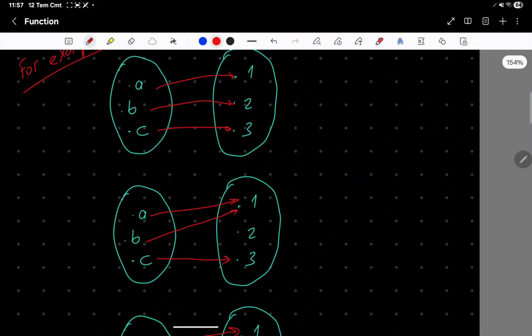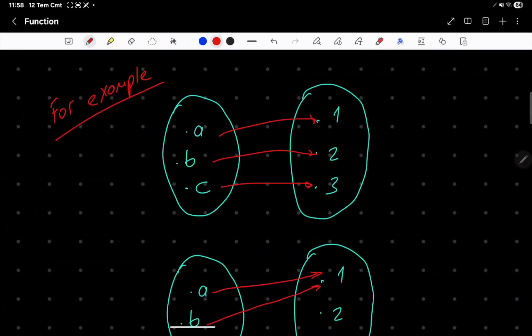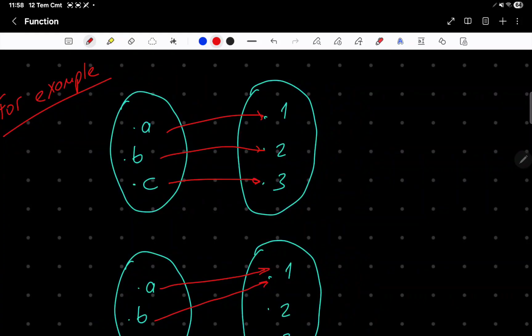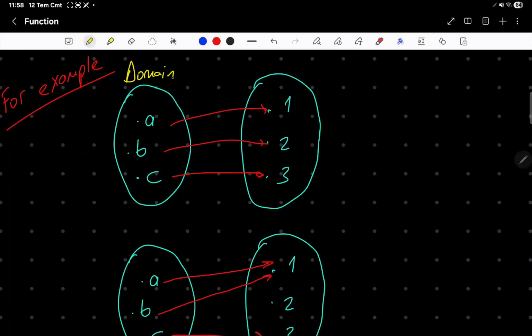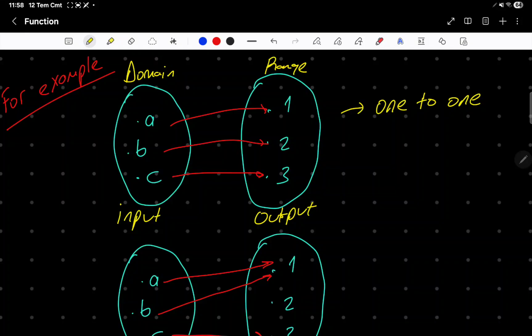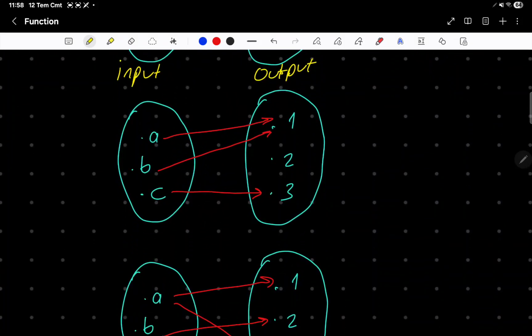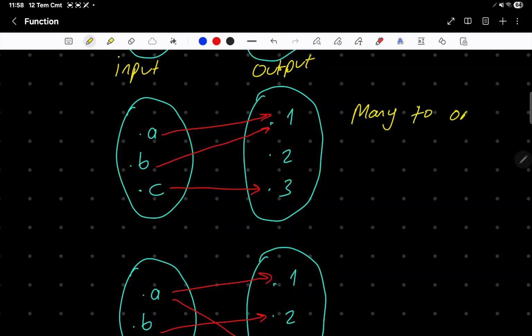Function mapping examples, with domain, range, input and output. Example one: A to 2, B to 1, C to 3. One to one is a function. Example two: A to 1, B to 1, C to 3. Many to one is also a function.